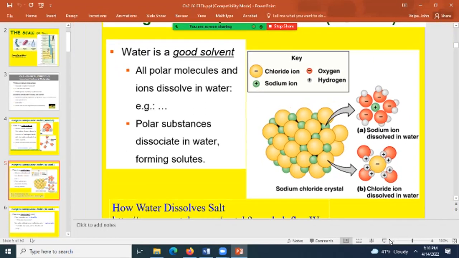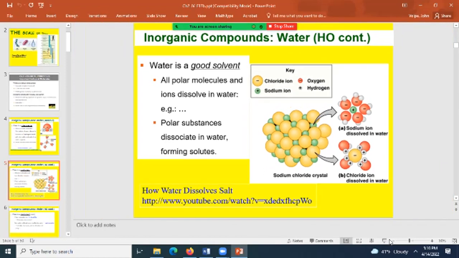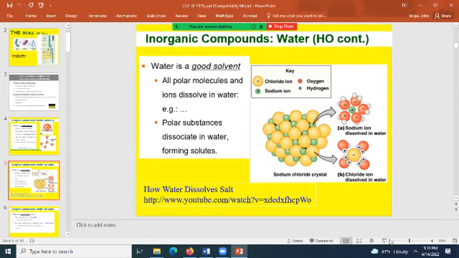Anyways, the important thing to remember is that water is a good solvent. It can dissolve many different molecules if they are polar. Now, obviously, non-polar molecules like oil do not dissolve in water. So it's a good solvent, but it doesn't dissolve everything. Non-polar molecules will not dissolve in water.